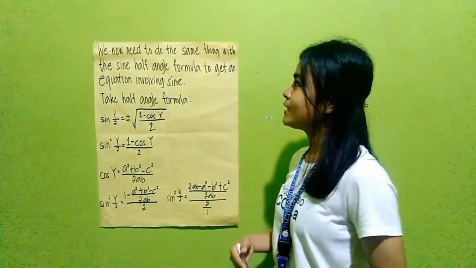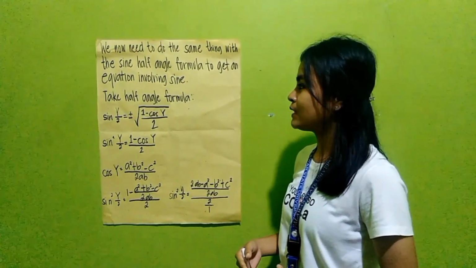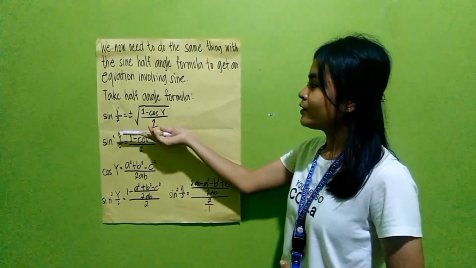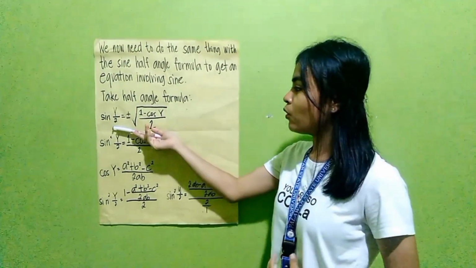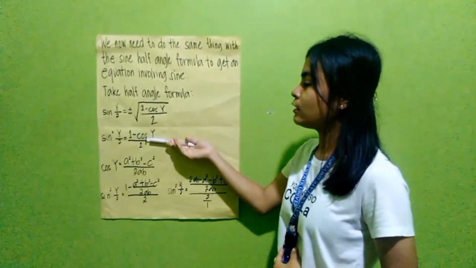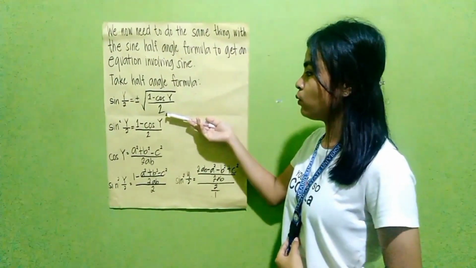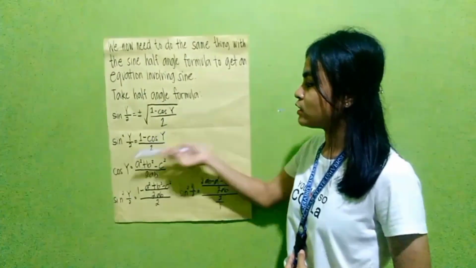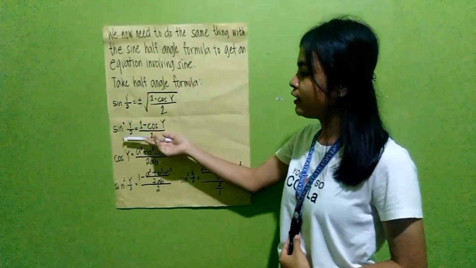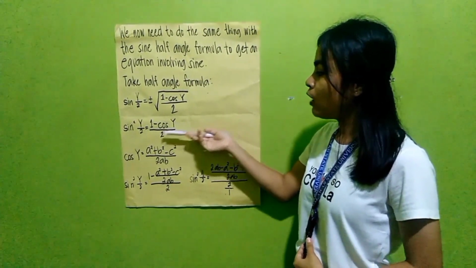We now need to do the same thing with the sine half angle formula to get an equation involving sine. This is the half angle formula: sine gamma over 2 equals plus or minus the square root of (1 minus cosine gamma) over 2. To remove the square root, we must square both sides. So sine squared gamma over 2 equals (1 minus cosine gamma) over 2.